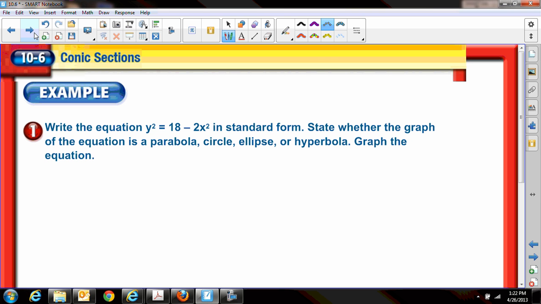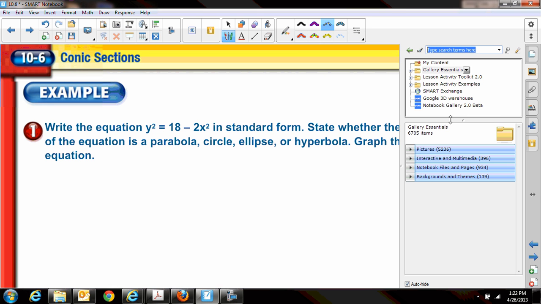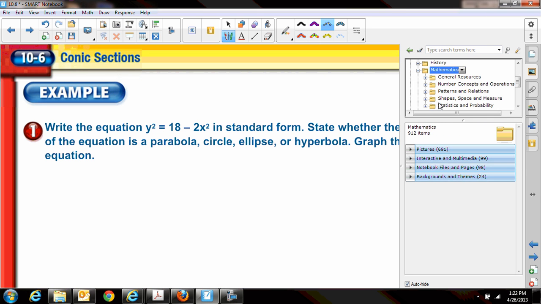All right, now here's the tough part. They're going to give me the equation in standard form, or sorry, in general form. They now want me to write this in standard form and figure out whether it is a parabola, circle, ellipse, or hyperbola, and graph the given equation. So let me pull up some graph paper first off.